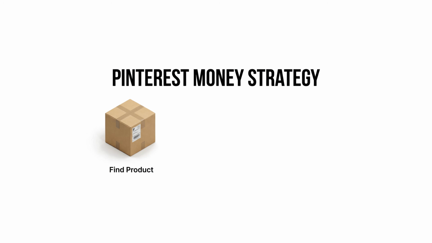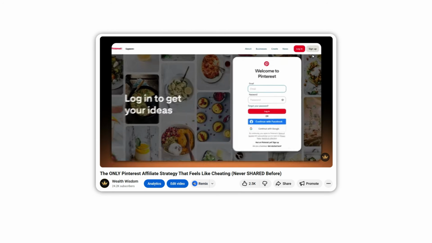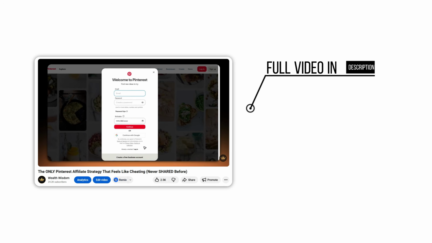The concept is simple. Find high-selling products on Amazon, promote them on Pinterest. When someone buys, you earn a commission. If you are brand new and need help setting up the accounts, I linked a free beginner setup guide below. But right now, let's get to the strategy.